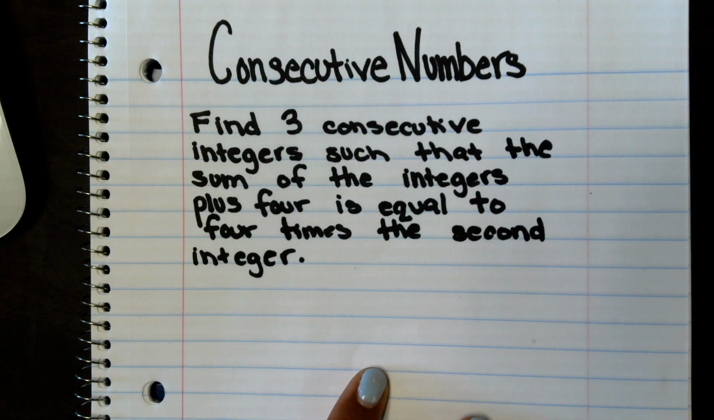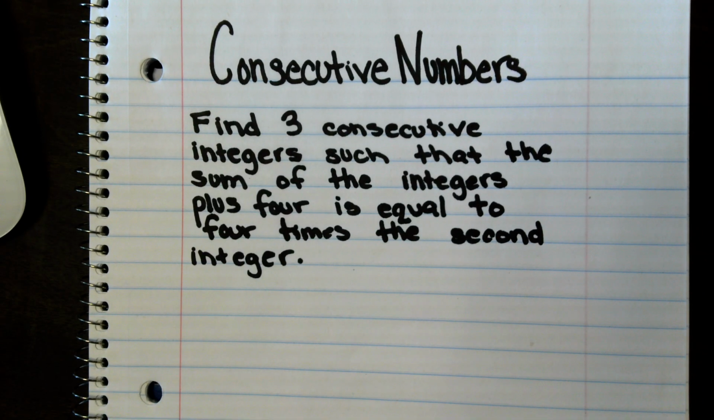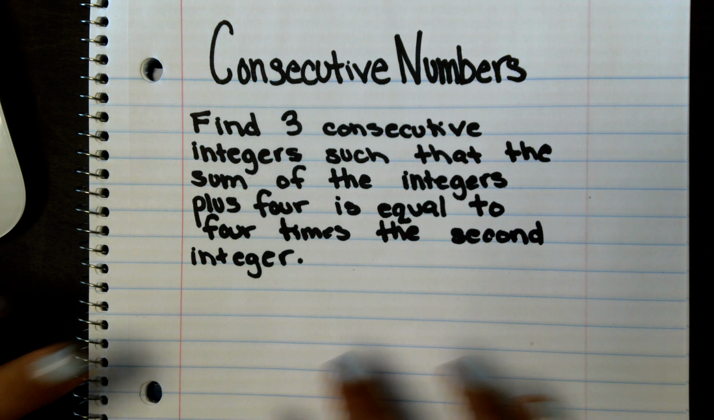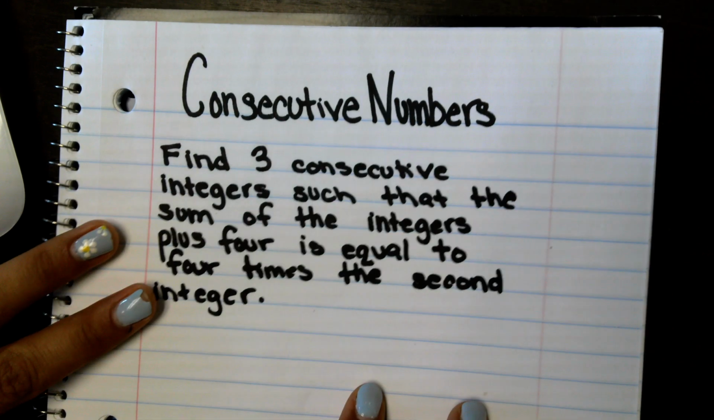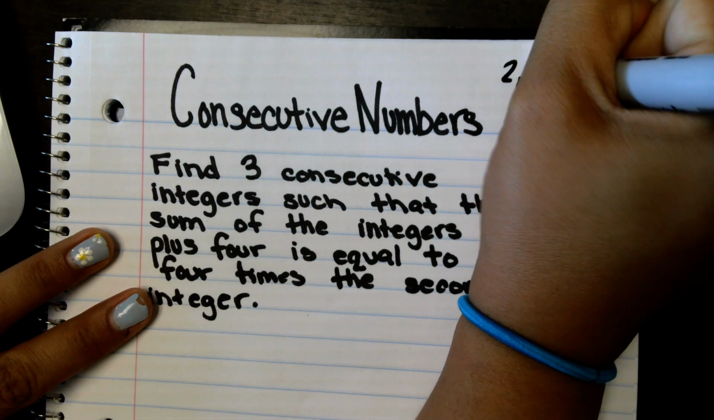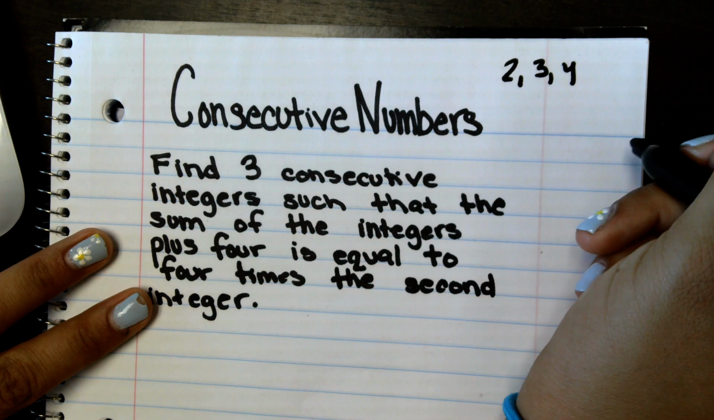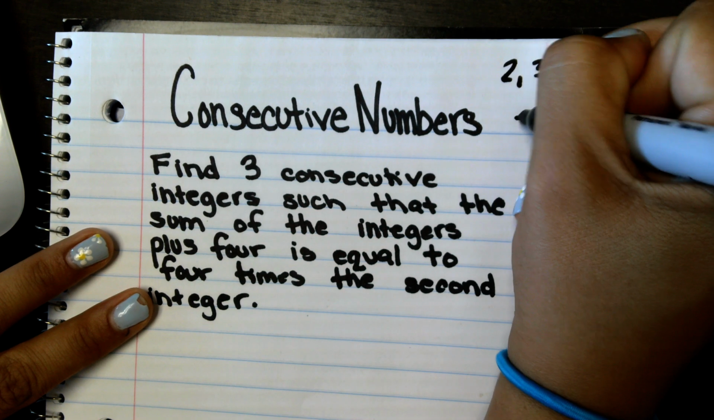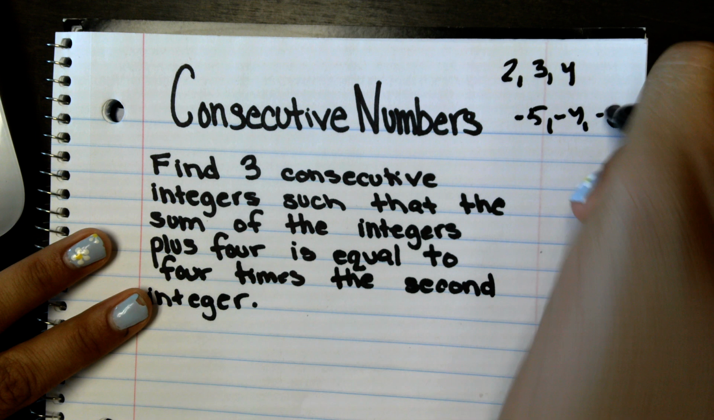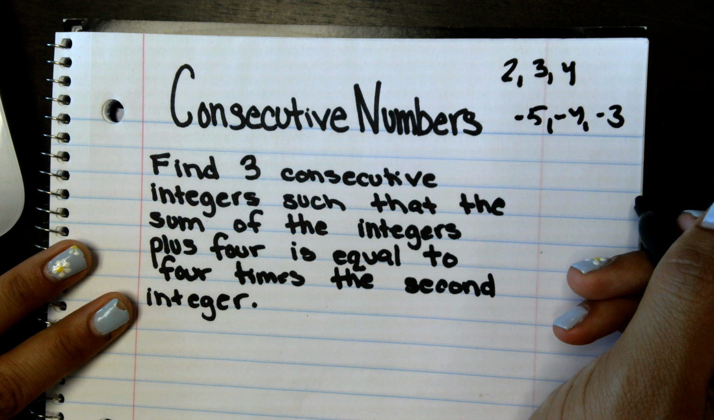Okay, so we are going to learn how to write equations and solve them when asked about consecutive numbers. First of all, consecutive numbers are numbers that come one after the other. So, for example, the numbers 2, 3, and 4 would be consecutive numbers, or -5, -4, -3 would all be consecutive numbers.